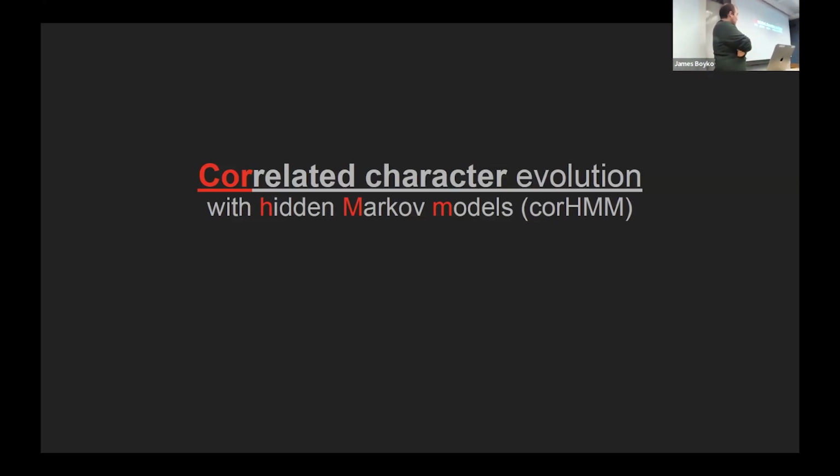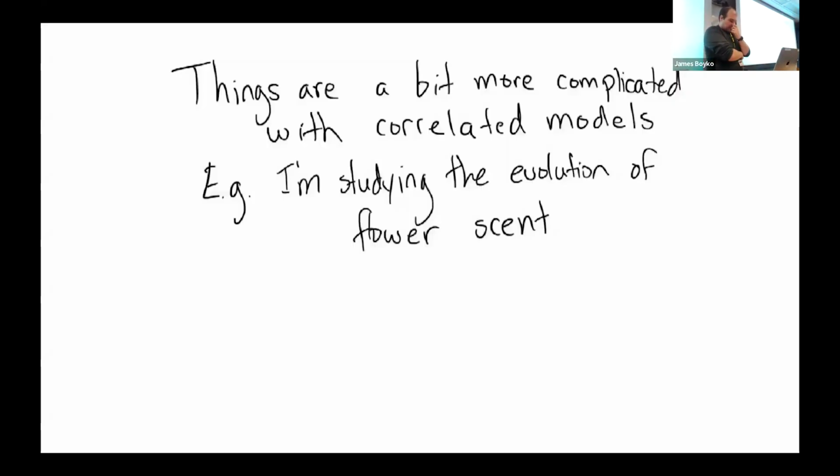I'm not going to talk about the hidden Markov model yet. That'll come soon. But I want to give you an idea of how we structure these Q matrices such that we can estimate correlated character evolution, or more accurately, dependent character evolution, if you want to be really technical about it. So things are a bit more complex when you study correlated models.